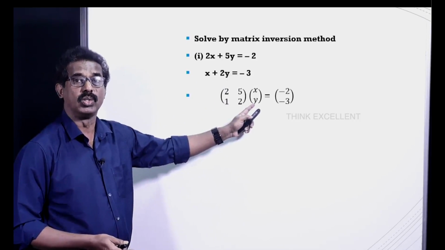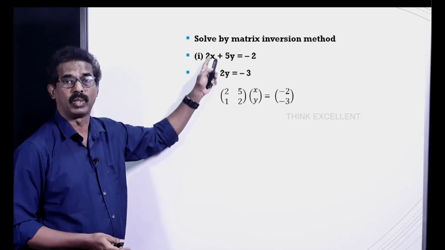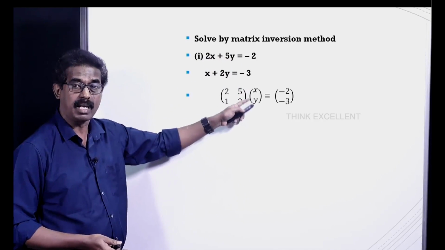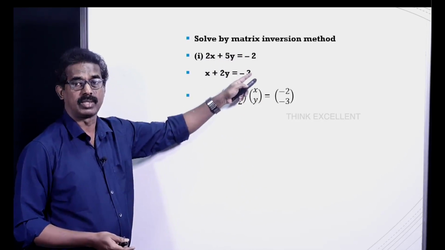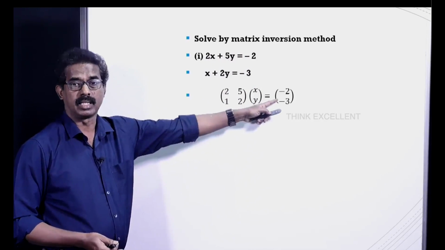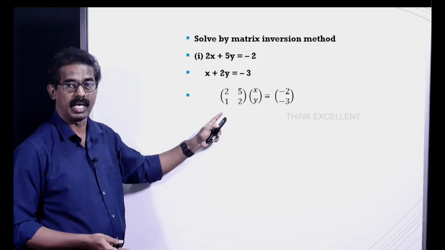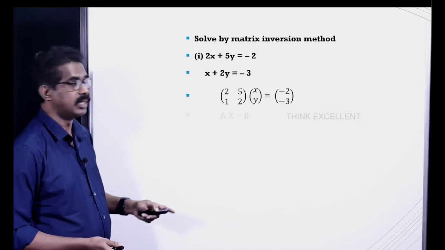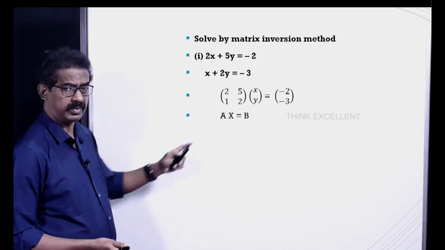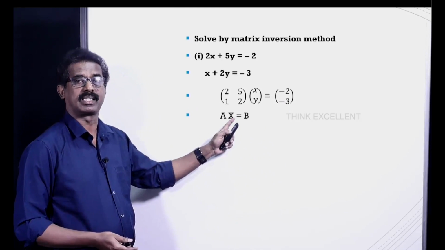Then x. x means the unknowns. What are the unknowns here? Only x and y. x and y are the unknowns. Write it as a column matrix, x, y, equal to the right side values. What are the right side values here? Minus 2, minus 3. That you write here. So this is A, this is x, and this is b. Okay. Now Ax equal to b. Now we want to find what? x.